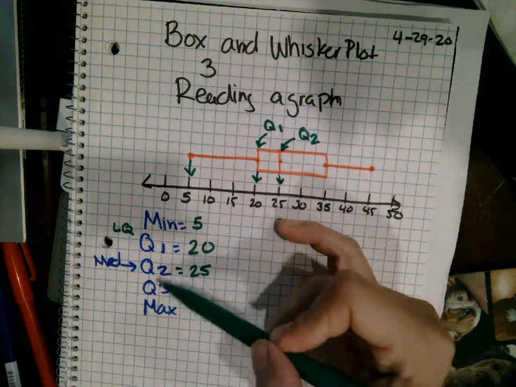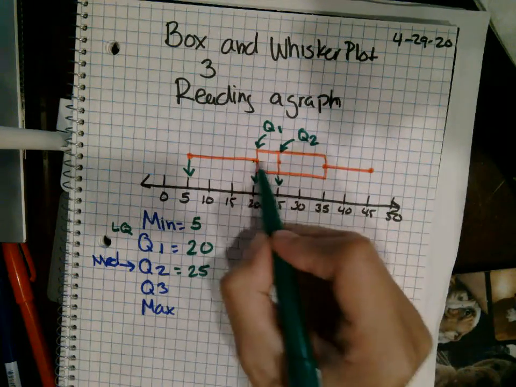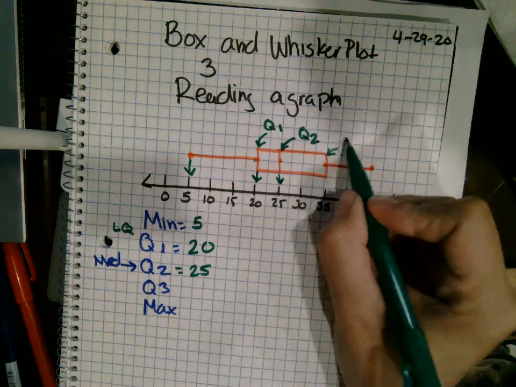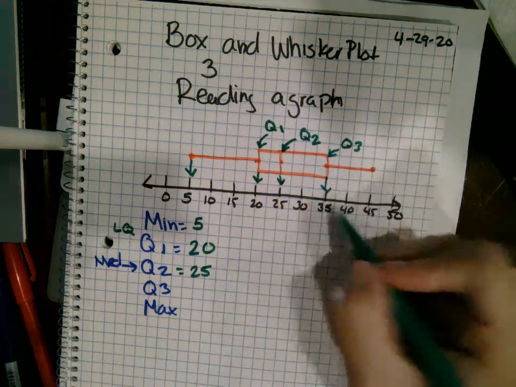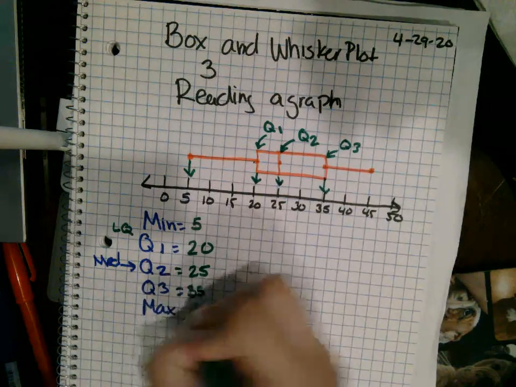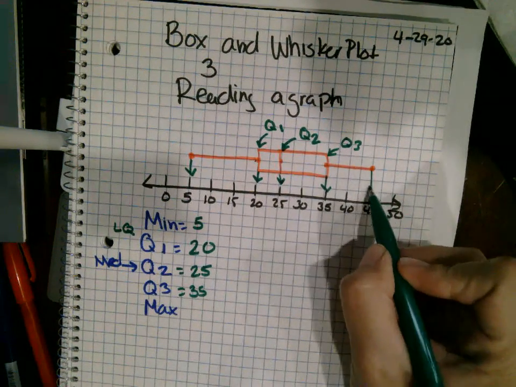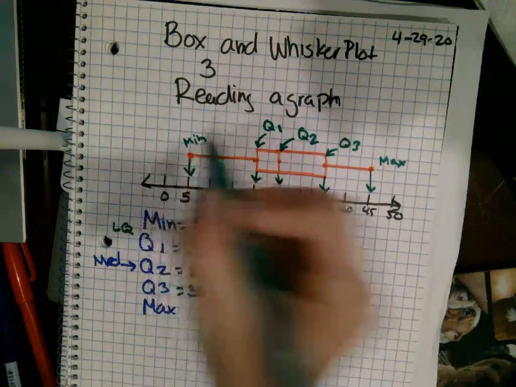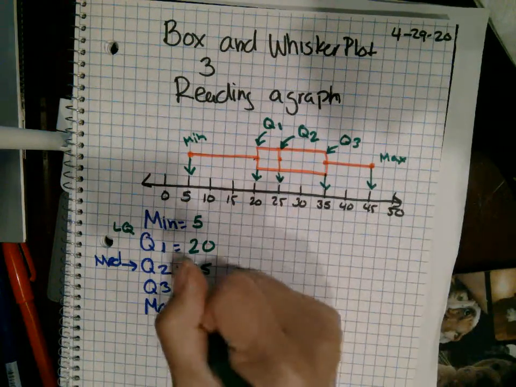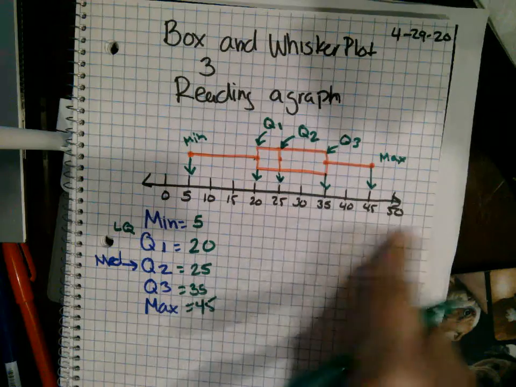Your 1, 2, 3, fourth dot is your quartile 3. Draw a line so I know. And that would be 35. And then your last dot is your maximum, right? And this is your minimum. I guess I should label it. Your maximum is 45. Now, does my number line end at 45?